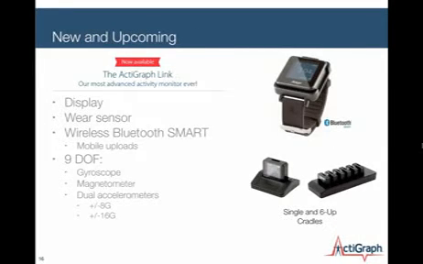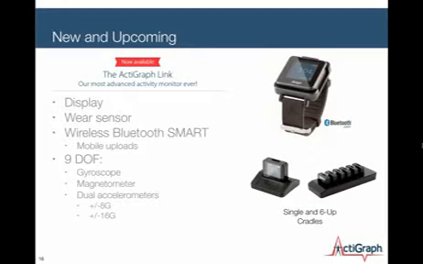We've just released our new ActiGraph Link device, and as the banner says here, it is our most advanced monitor ever. This device does have a display, and that provides a lot of exciting opportunities for us and for you, the customer. It does have a wear sensor built into it, so the device itself can detect when it is being worn and when it is not being worn, and that is a wrist-only feature right now. We're working to make that compatible with the waist, but it's not quite there yet. It does have built-in wireless Bluetooth Smart or Bluetooth LE, which provides us some options to connect to heart straps, perform mobile uploads, and the like.